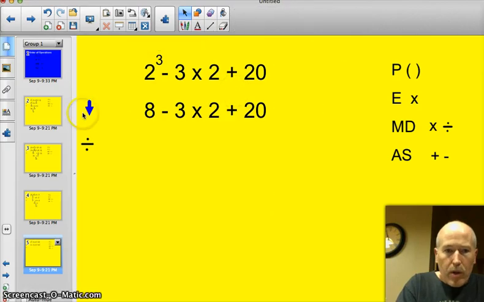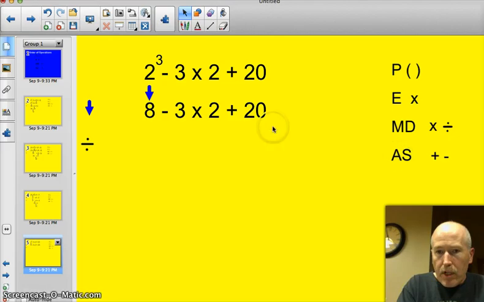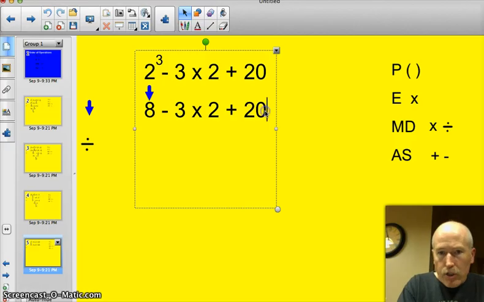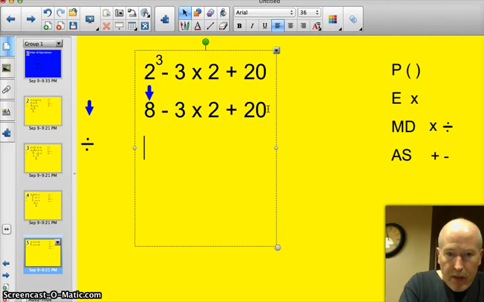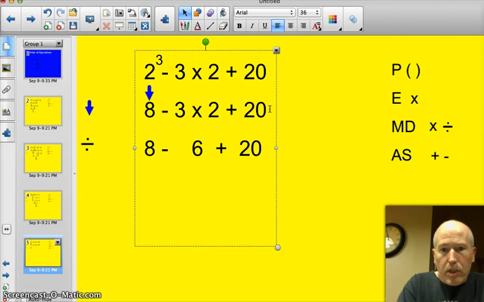So let me stick my arrow in there to show you that that's the first thing that I did as I changed that exponent. Now looking, I've got subtraction, multiplication, and addition. If I look at my order of operations, parentheses, exponents, multiplication and division come before addition and subtraction. So this is going to be my next operation right here. So I can just rewrite this, 8 minus, now 3 times 2 is 6, so I can put that in, but I still have that plus 20 over here, plus 20.